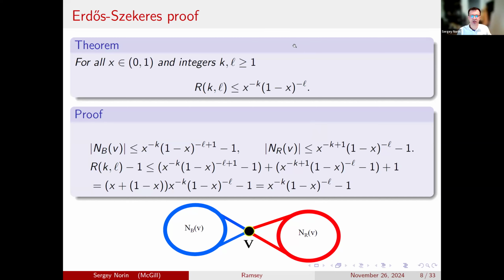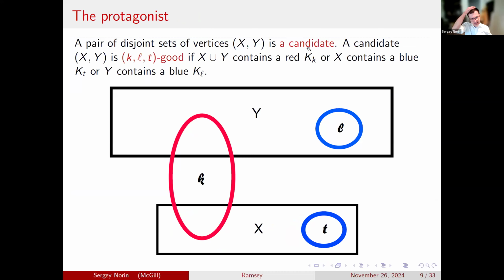Okay, so now with this in hand, let me talk about our, or Campos et al., proof. And so the main object that we work with is the following. It's a pair of disjoint sets of vertices, which for lack of a better term, we call a candidate.